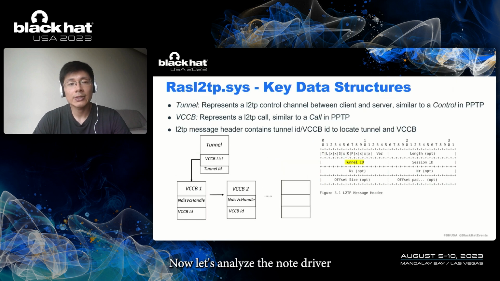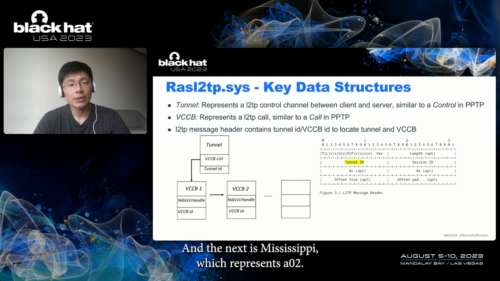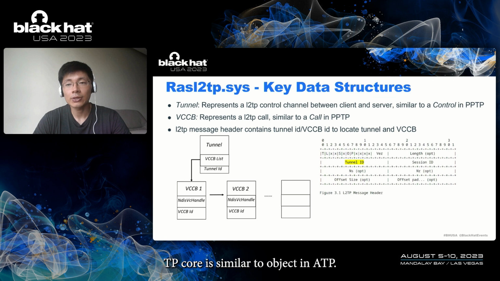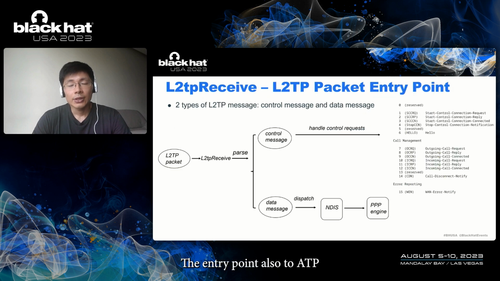Now let's analyze the kernel driver by starting with two important data structures in the driver. The first is a tunnel object. It represents an L2TP tunnel. It's similar to a PPTP control structure. And the next is a VCCB, which represents an L2TP call. It's similar to a call object in PPTP. The entry point of L2TP packets in the kernel is L2TP receive. It processes two types of L2TP messages, control messages and data messages.